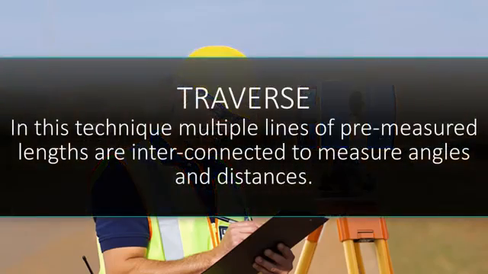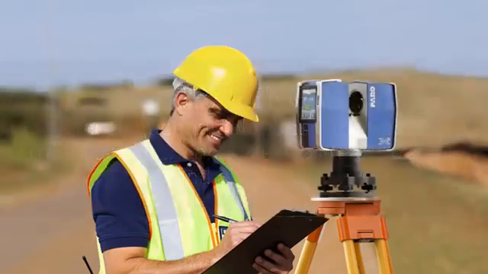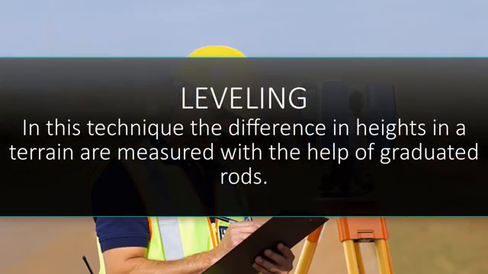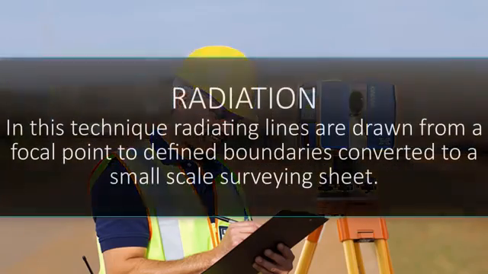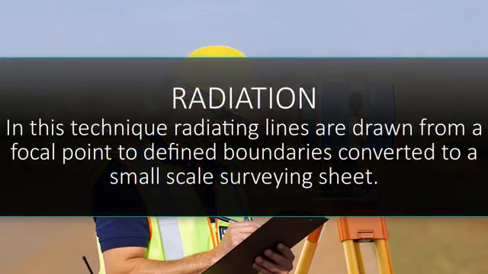Traverse: in this technique, multiple lines of pre-measured lengths are interconnected to measure angles and distances. Leveling: in this technique, the difference in heights in a terrain is measured with the help of graduated rods. Radiation: in this technique, radiating lines are drawn from a focal point to define boundaries, converted to a small-scale surveying sheet.